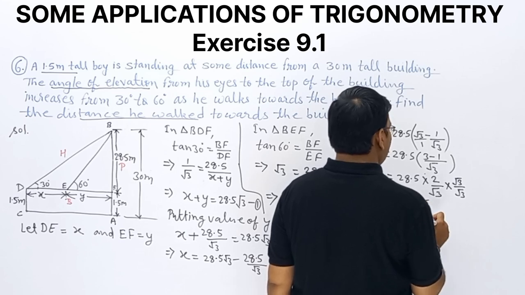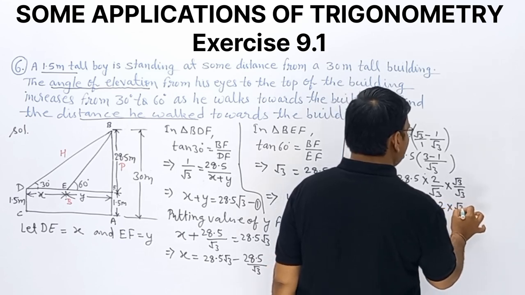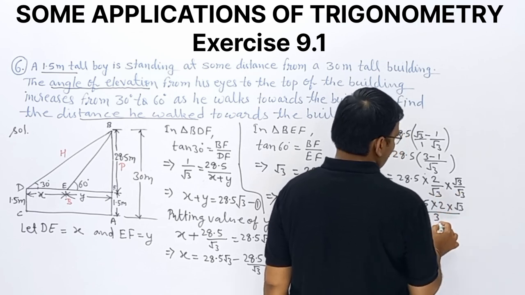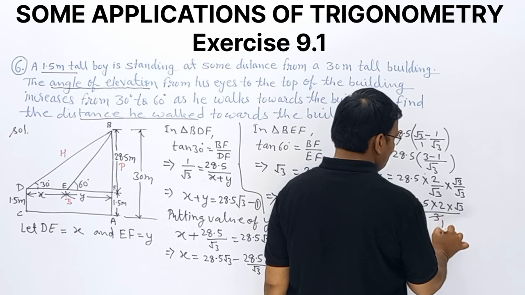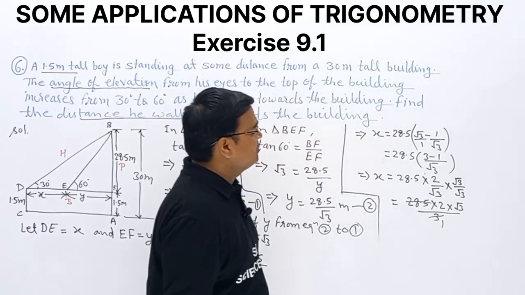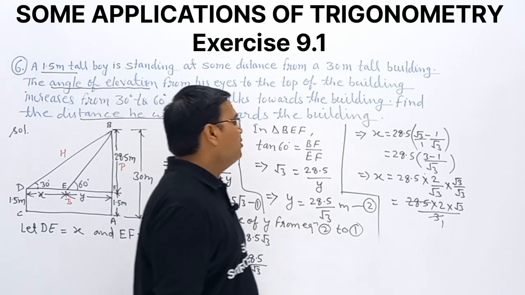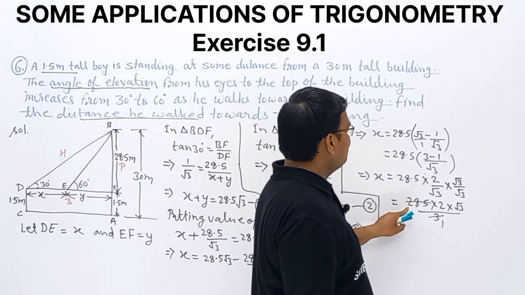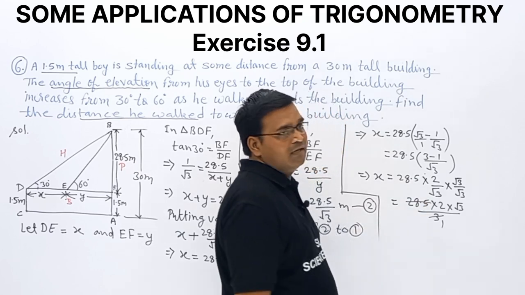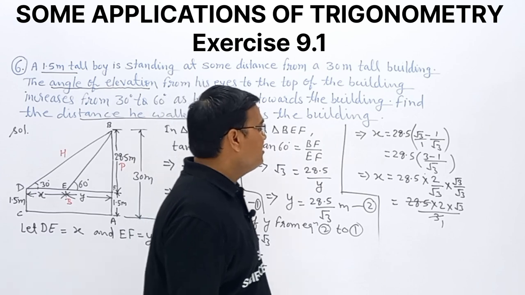28.5 into 2 into square root of 3, divided by the multiplication of both, which will be 3. So what are we getting? This is going one time, and how many times is this going? 28 will be what? 8 plus 2 is 10, and 10 plus 5 is 15, and 15 is in the table of 3. So we can divide by 3.